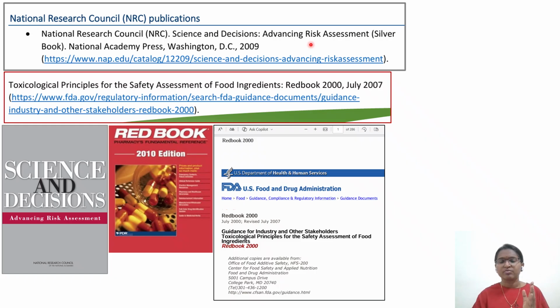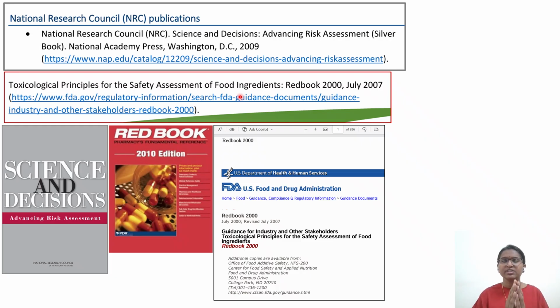So ABT is recommending two, three books with respect to risk assessment. One of the books is the Silver Book. Next, what is the Red Book? We'll see. Toxicological principles for the safety assessment of food ingredients. Whenever we are adding some food additives, their toxicological assessment, the Red Book is for that purpose. Earlier, in the previous slide, the discussion was with respect to pricing. So you'll come across two things in the case of a Red Book. Don't get confused. This particular Red Book is associated with the safety assessment of food ingredients.